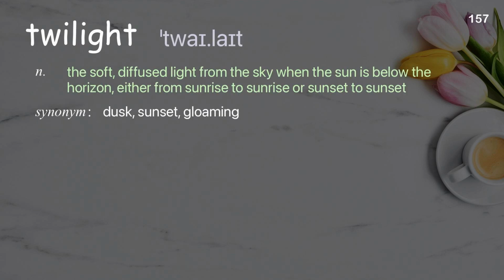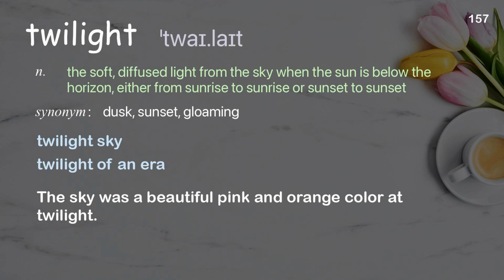Twilight. The soft, diffused light from the sky when the sun is below the horizon, either from sunrise to sunrise or sunset to sunset. Examples: Twilight sky, twilight of an era. The sky was a beautiful pink and orange color at twilight.